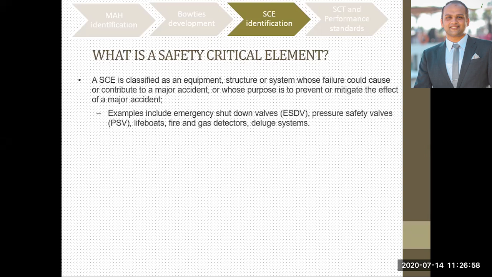So to make it simple, all of the safeguards which are valid and put in the bow ties to identify the barriers in the events are safety critical elements. Maybe, if we spoke in detail in another assessment, we can even make them a little bit fewer because they have to pass another certain criteria, which is out of our scope today. But to make it simple, all of the barriers are safety critical elements.